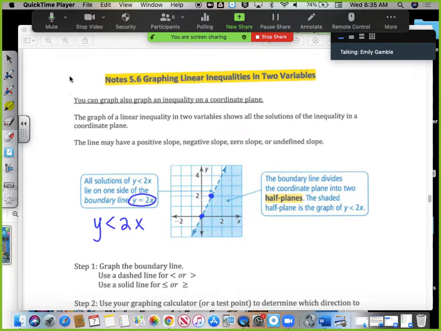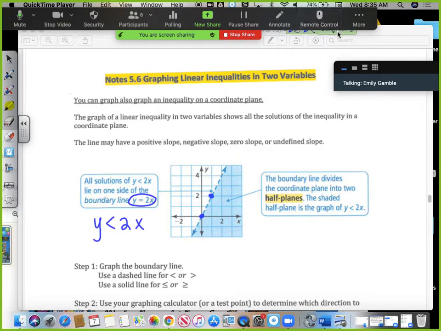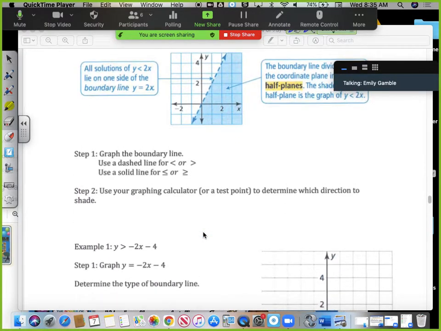And to figure out where the shaded region occurs, you have to test a point to figure it out. So here are the steps to do so. So you have to graph the boundary line, and you graph the line almost as if it's the equation, like y equals 2x. And then you will use either a dashed line or a solid line. Dashed lines always are for either less than or greater than, and solid lines are for less than or equal to or greater than or equal to symbols. And then you can use your graphing calculator, but I know a lot of you don't have one, so we'll be primarily testing a point to determine which direction to shade.